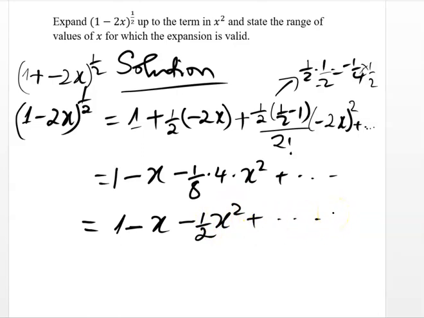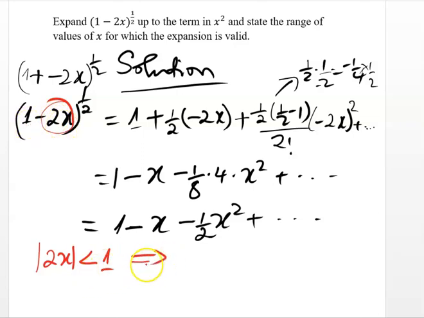Okay, so that is what we do. Now we are asked to state the range of values of x for which the expansion is valid. The expansion is valid if the absolute value of 2x is less than 1. The absolute value of the term after 1, the next term, is less than 1.